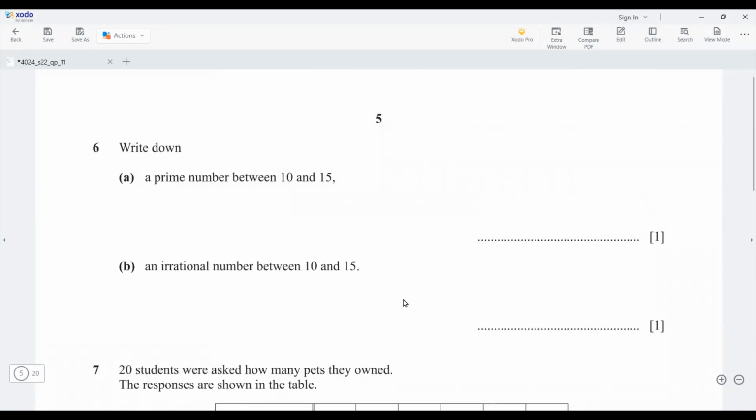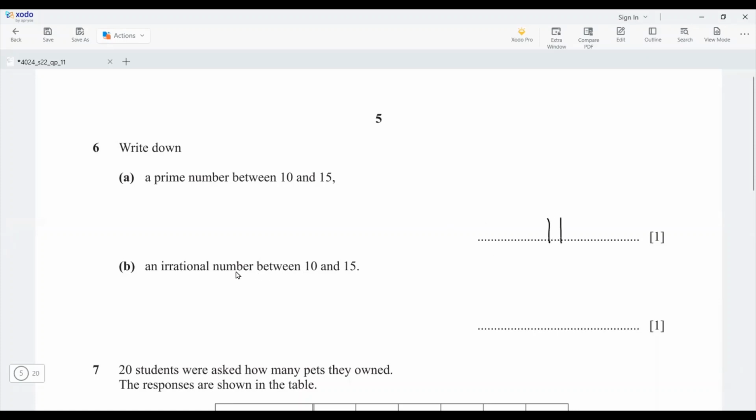In the next question, we have to write down a prime number between 10 and 15. Prime numbers are the numbers that have only two factors, one and itself. So the very first number after 10 is 11. So 11 is a prime number, and one more prime number is also there, that is 13. So we can write down any one of them, that will be fine. So I'm writing down 11 here.